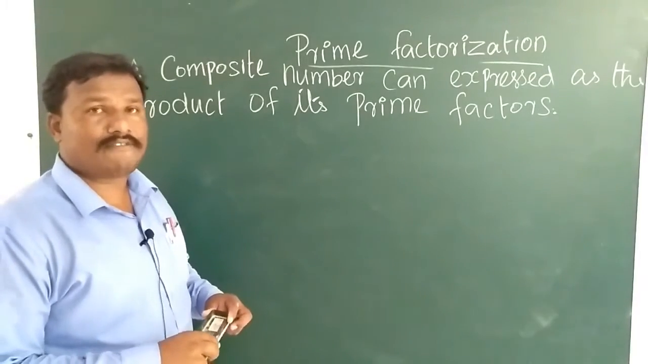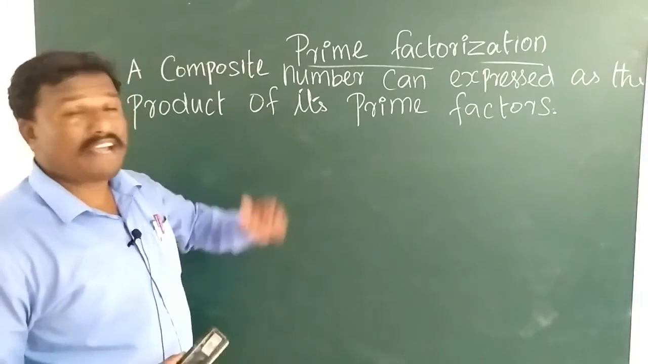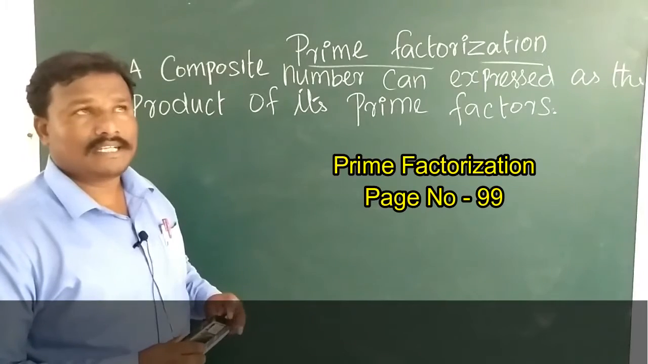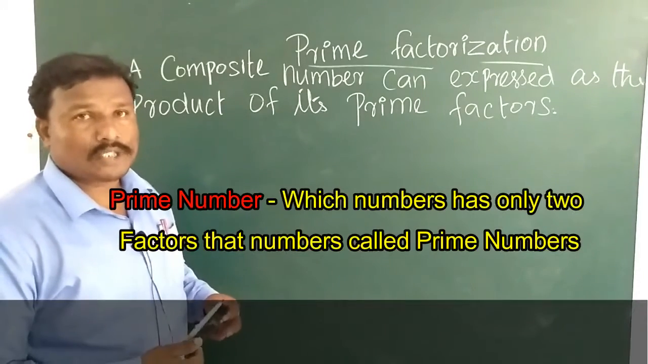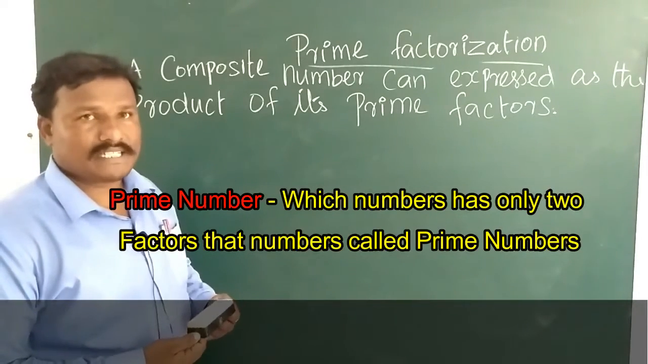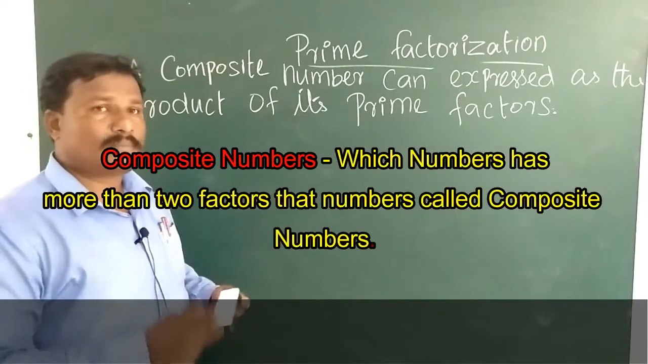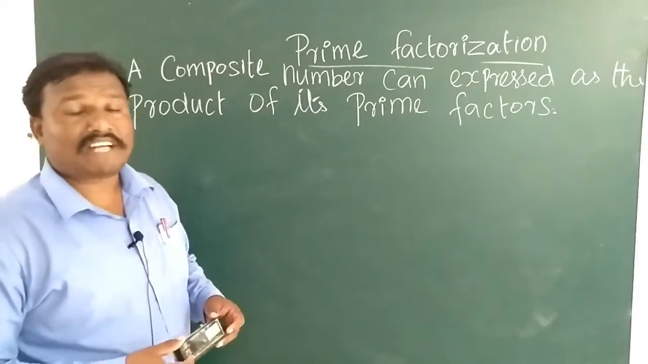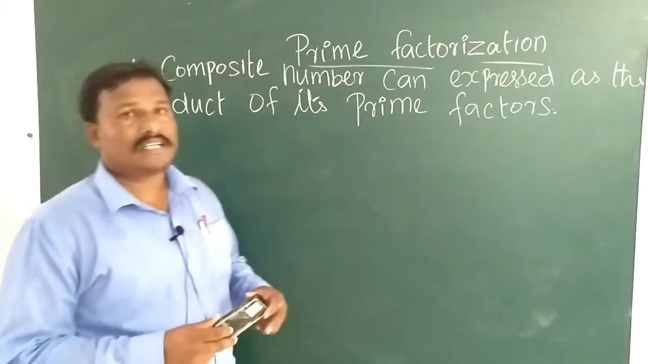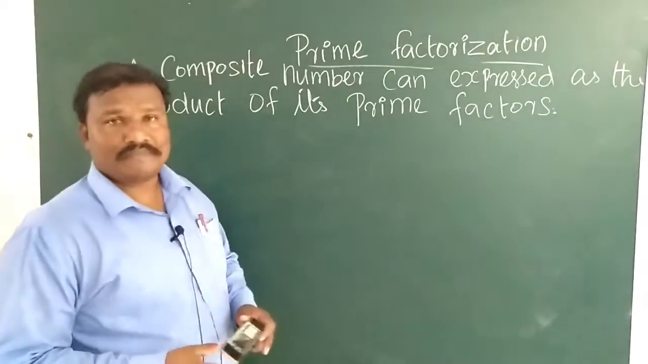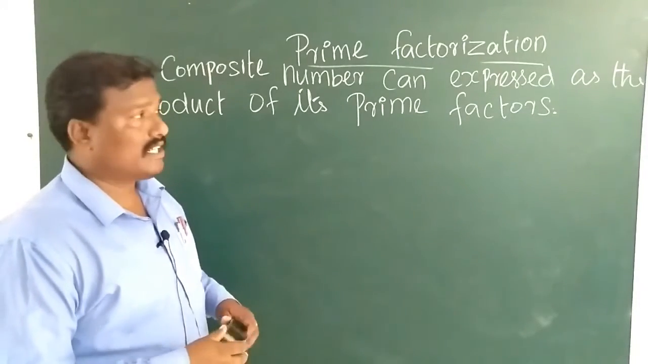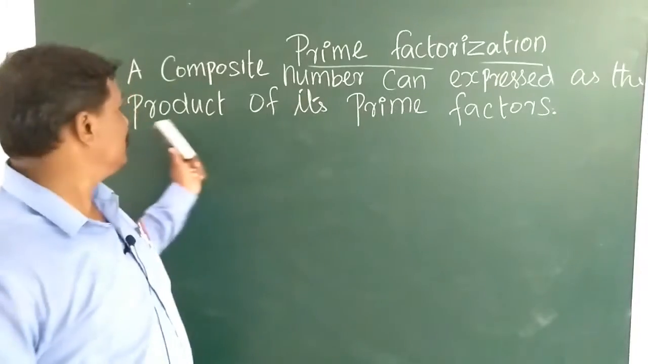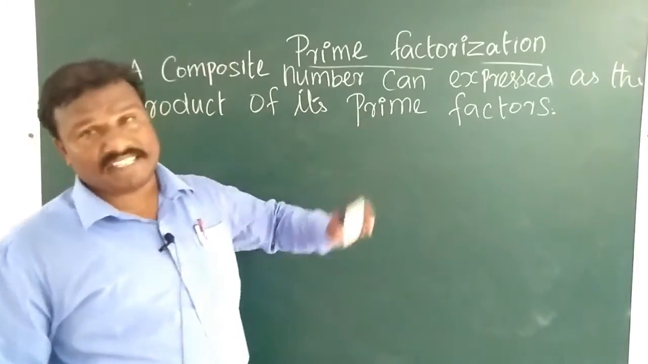Okay students, listen carefully. Now we are going to discuss prime factorization. I told you when we began the chapter: prime numbers, composite numbers, twin prime numbers, co-prime numbers. It's very important; in this whole chapter we will use these terms. So what does prime factorization mean? We know what prime numbers are, and we know what a factor is. A composite number can be expressed as the product of its prime factors.